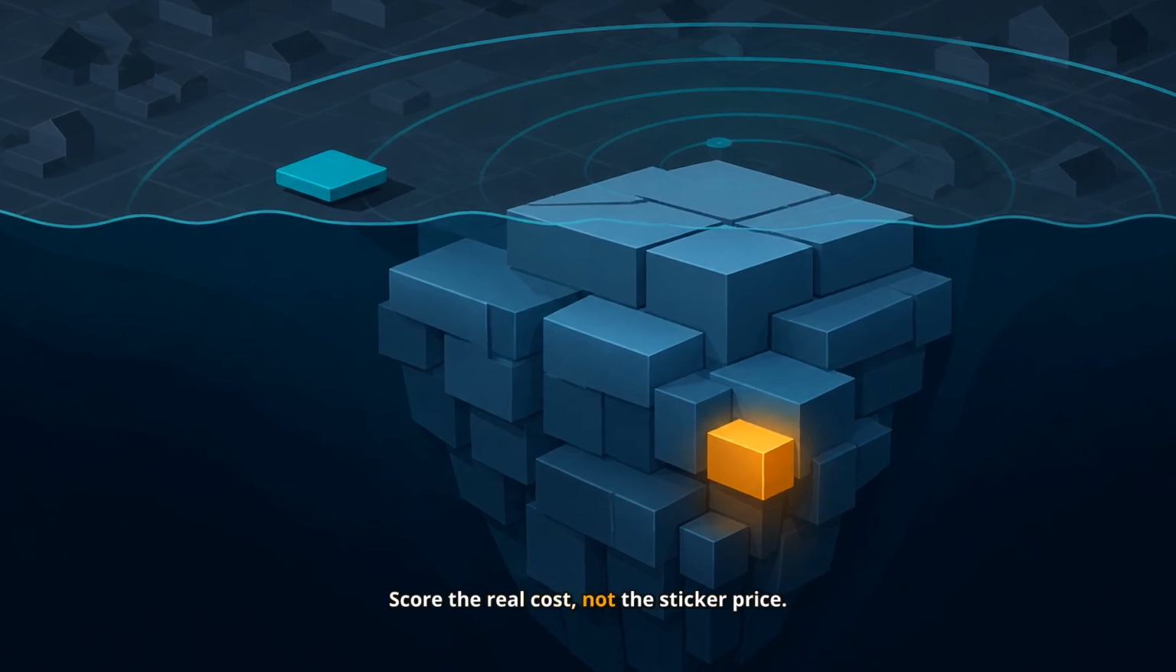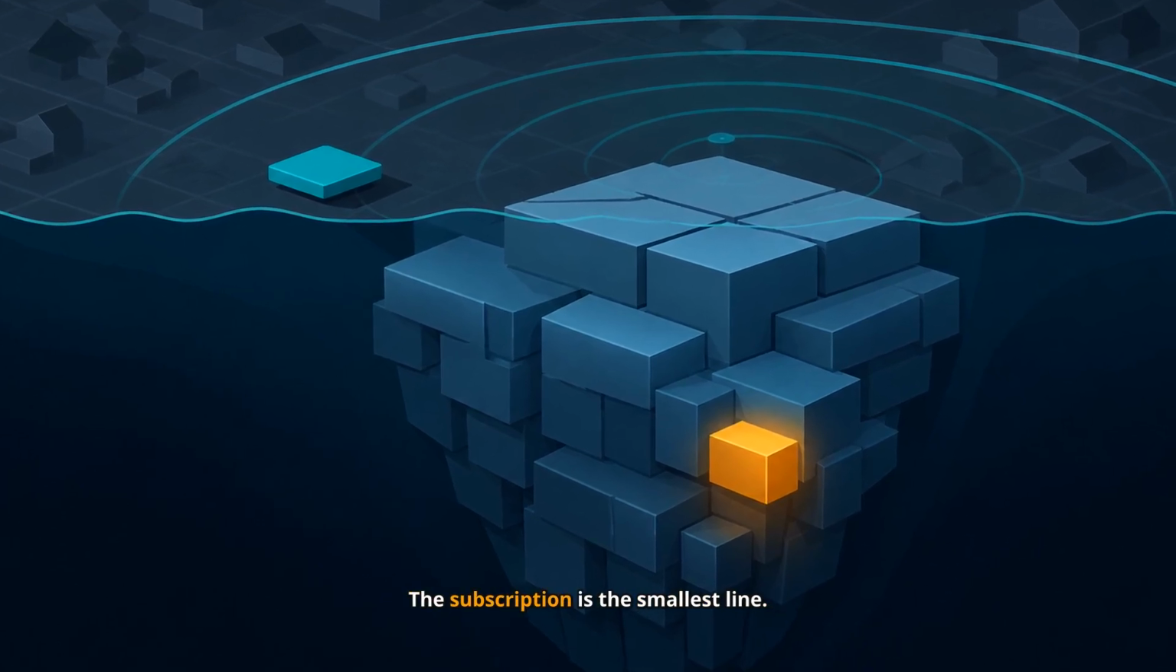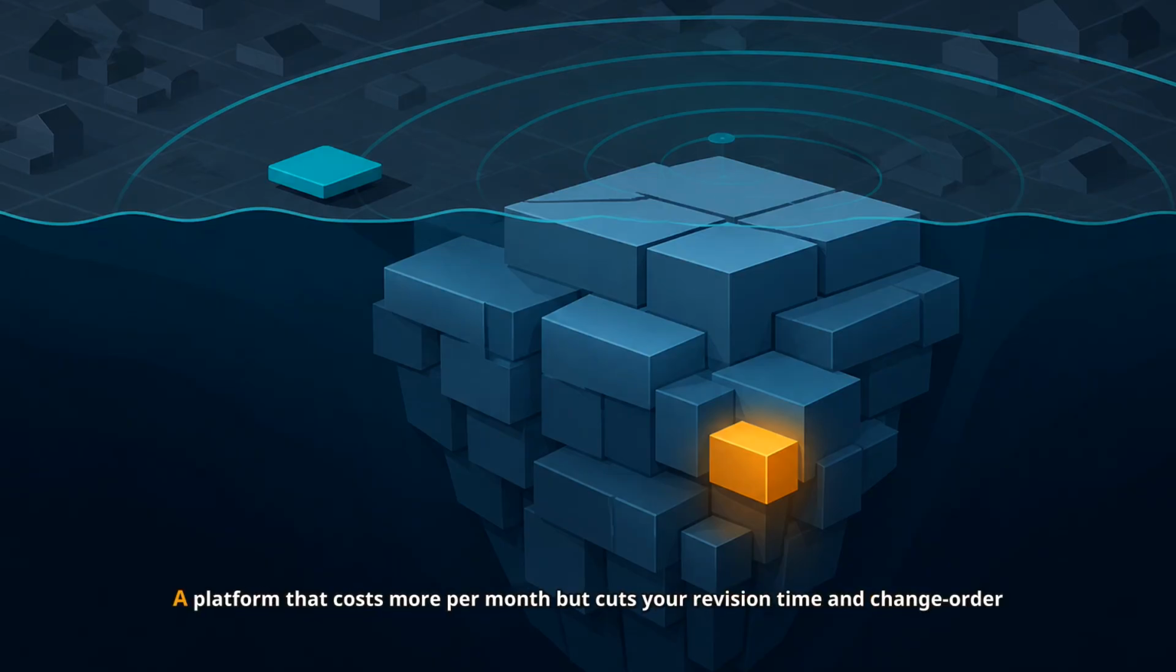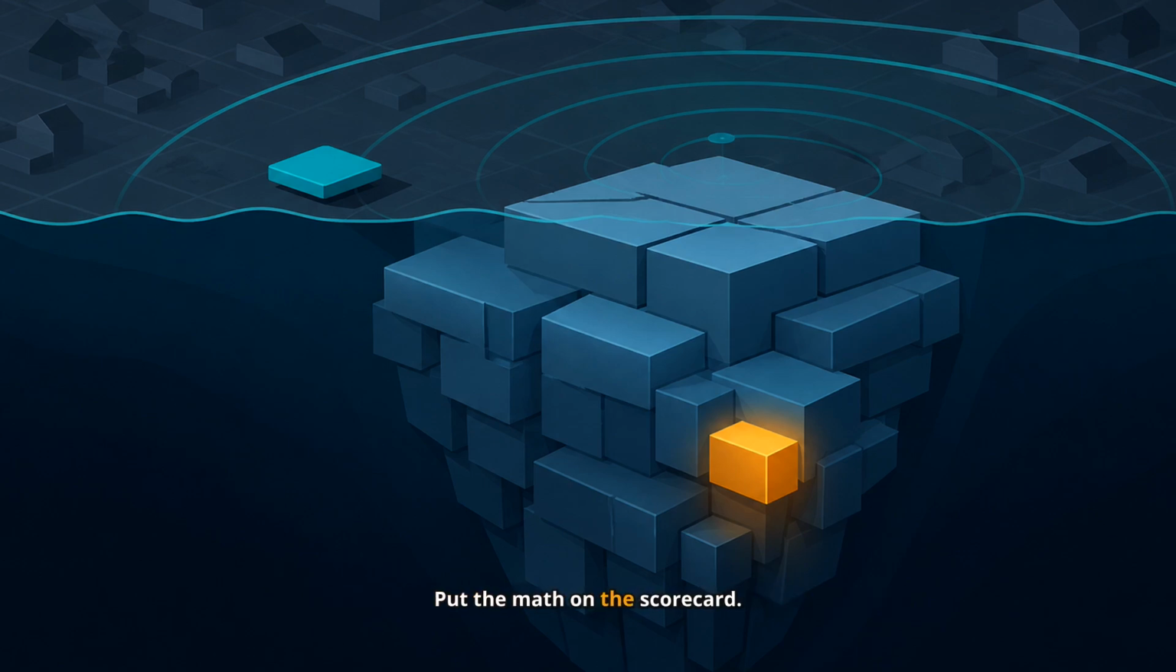Score the real cost, not the sticker price. The subscription is the smallest line. Add setup, data cleanup, template building, training, integration, and the rollout dip. Industry write-ups put that dip at 2 to 4 weeks of reduced output. A platform that costs more per month but cuts your revision time and change order rate can be cheaper by year-end. And if measurement is a separate vendor, an aerial report ordered per roof, model it at your real volume. 40 estimates a month pays very differently than 400. Put the math on the scorecard.